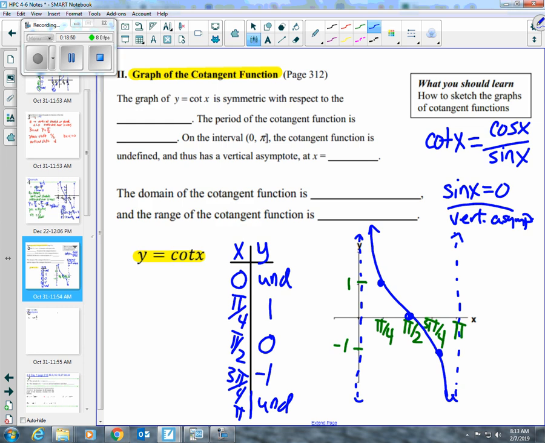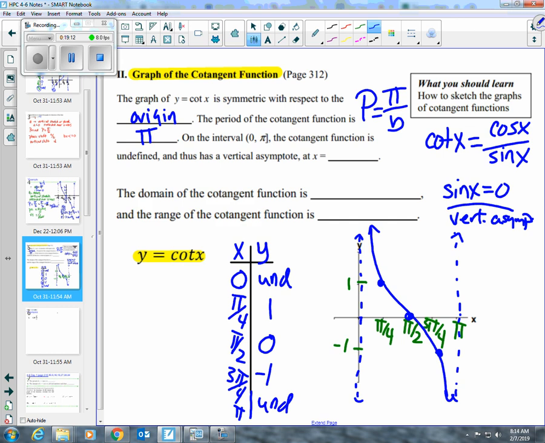So this one is an odd function that is also symmetric with respect to the origin. So it has origin symmetry as well. The period, once again, is the same length as what tangent is. Starts at 0, goes to pi. So the period is pi. That means our formula for period is pi over b. All those numbers do the same thing.